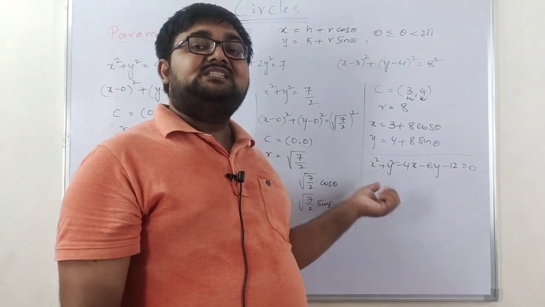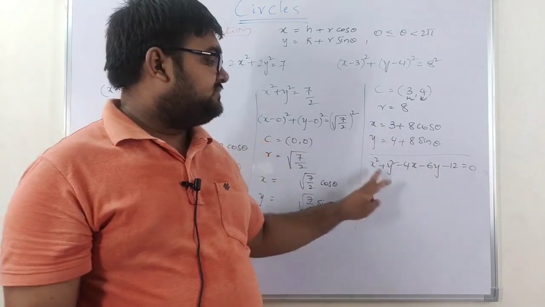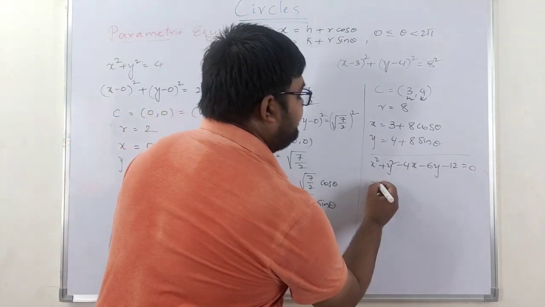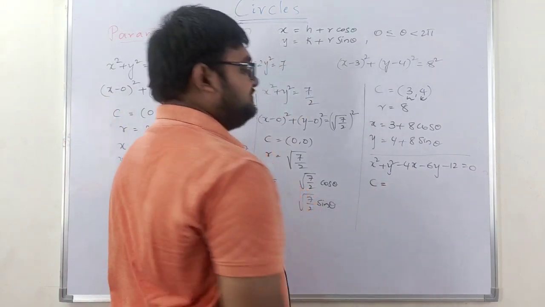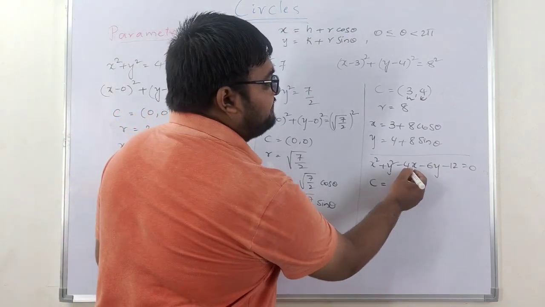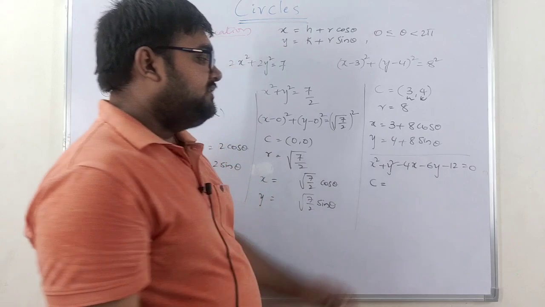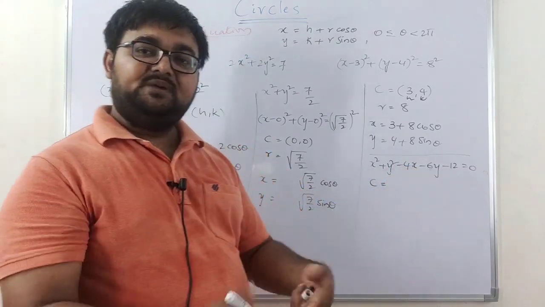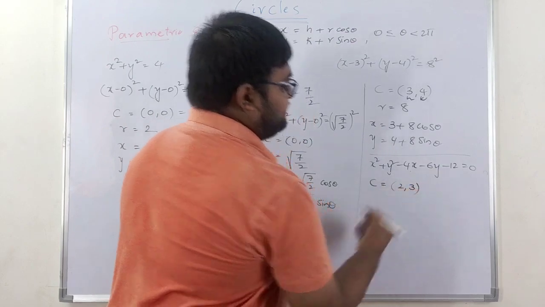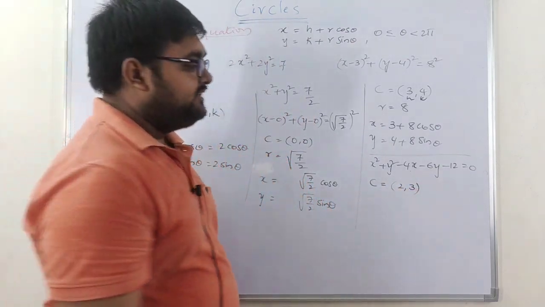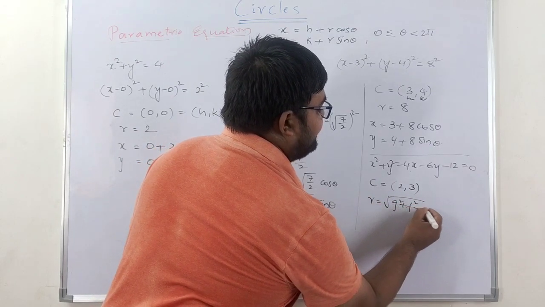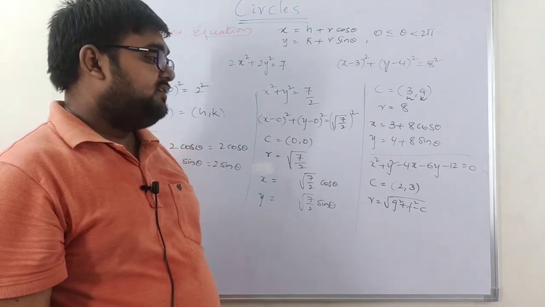So when it is in general form, x square plus y square minus 4x minus 6y minus 12 is equal to 0, we already know how to find the center. The center is minus half of the x coefficient, minus half of the y coefficient. The x coefficient is negative, the y coefficient is negative, so the center will be positive. Half of 4 is 2, half of 6 is 3. So the center is 2 comma 3. Next I need to find the radius. What is the formula of radius? The radius is square root of g square plus f square minus c.